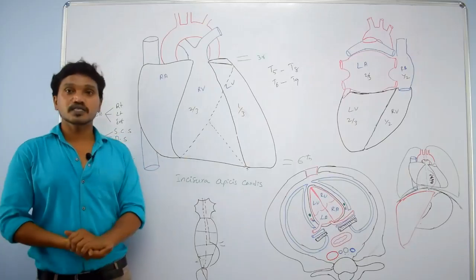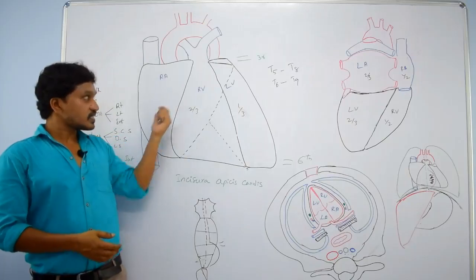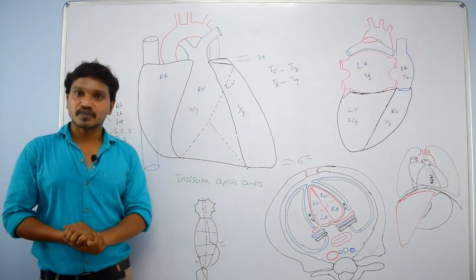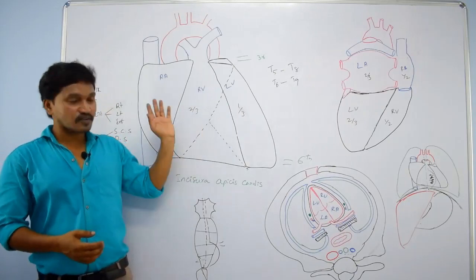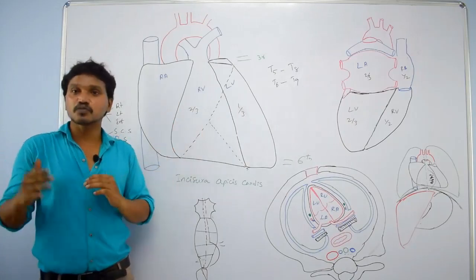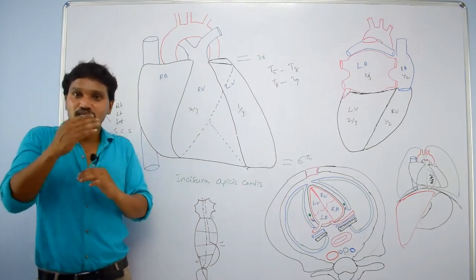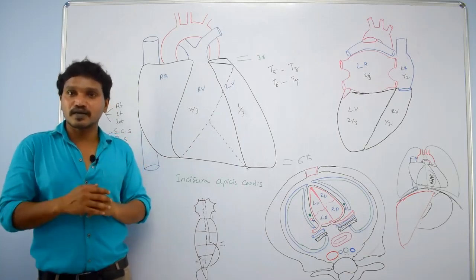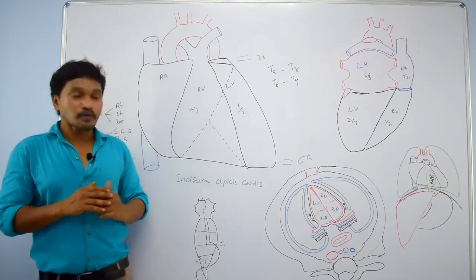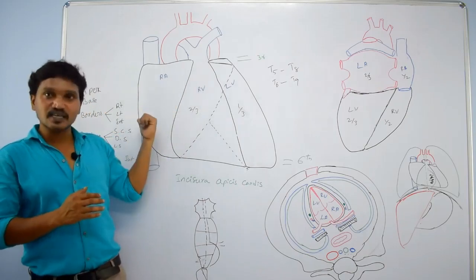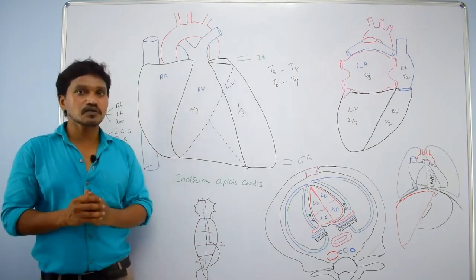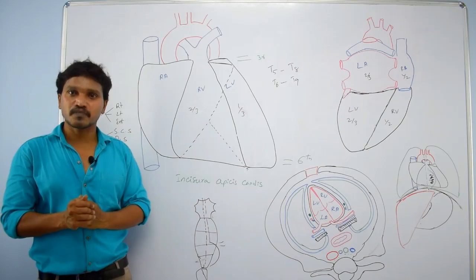Now we will discuss the interior of the right atrium. If you observe the external surface of the heart, it is very smooth and shiny because it is covered by the visceral layer of pericardium. But if you cut and see the interior, it is very rough. It contains so many muscular ridges and bridges, right?